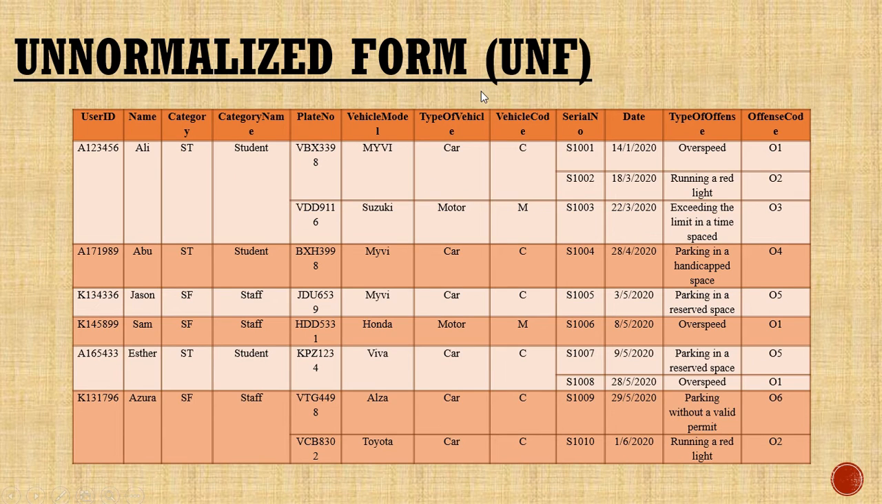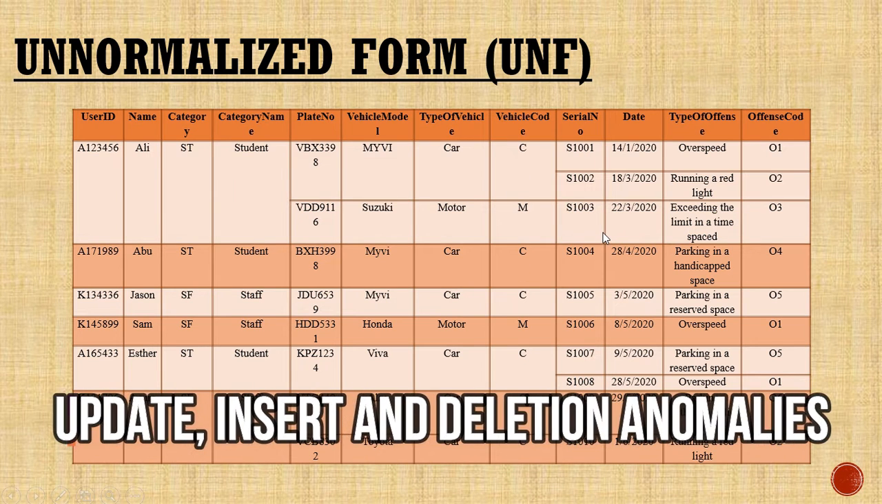So this is the unnormalized form table. The function of the UNF table is to transform the raw data into a table form. So the table contains one or more repeating groups such as the plate number, the vehicle model and such. When there are repeating groups, there are going to be problems like update, insert and deletion anomalies. Therefore, to solve these anomalies, 1NF to 3NF tables must be created.